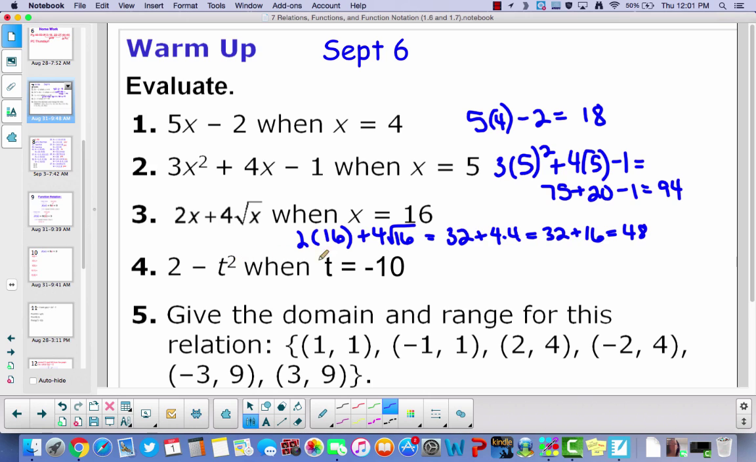2 minus t squared when t is negative 10 says 2 minus a negative 10 squared. Do within the parentheses first. So negative 10 squared is 100. So 2 minus 100 is negative 98.